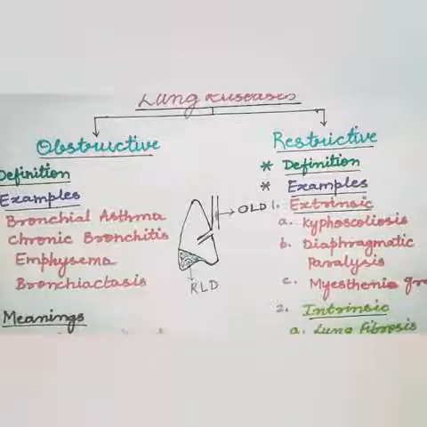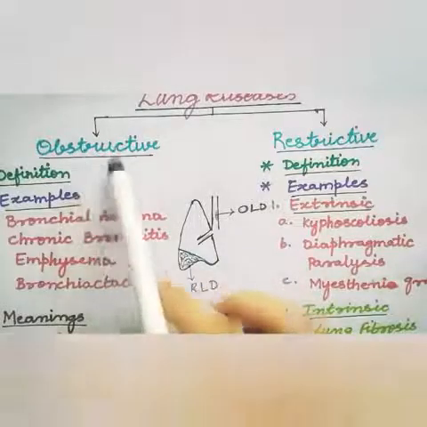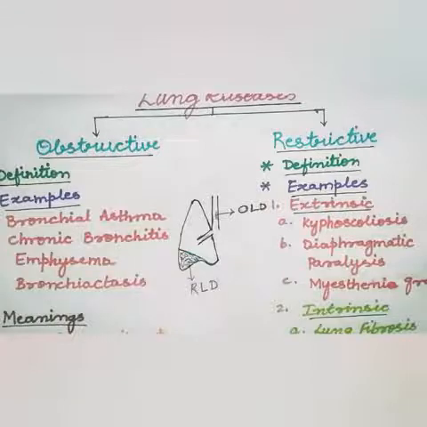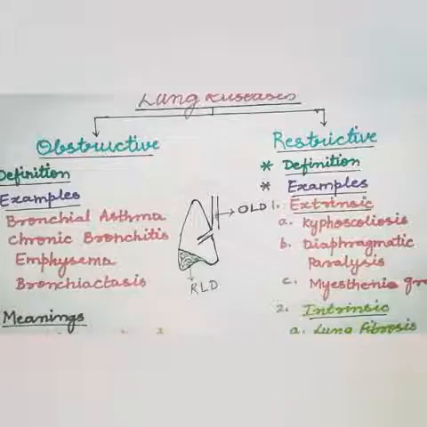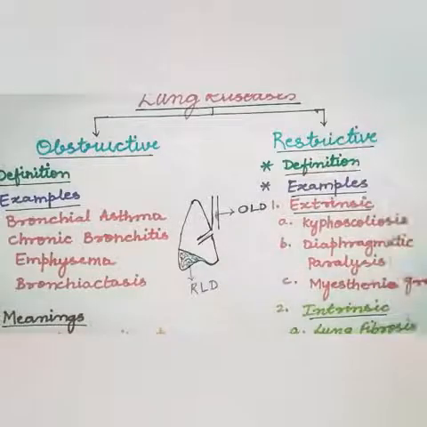Okay. The third point is pathophysiology. So, in obstructive lung disease, the pathophysiology is the airway resistance, the resistance offered by the airways to the flow of air. In restrictive lung disease, it is the lung compliance. Compliance means expansion. So, that is where the problem lies. There is decreased lung compliance in case of restrictive lung disease.